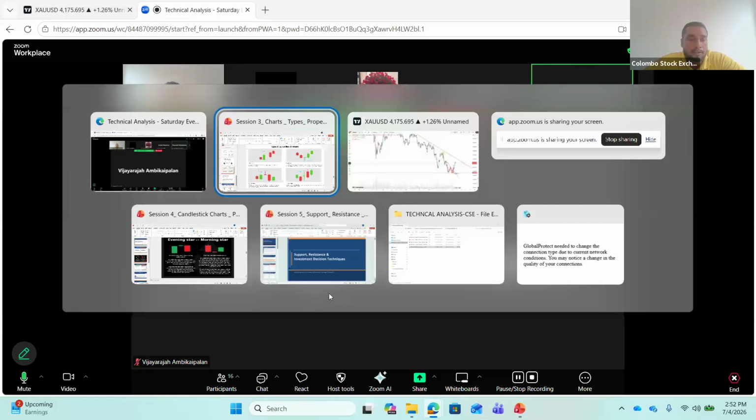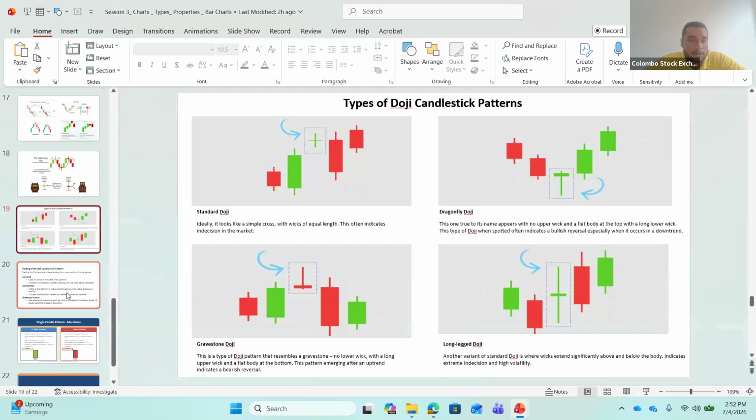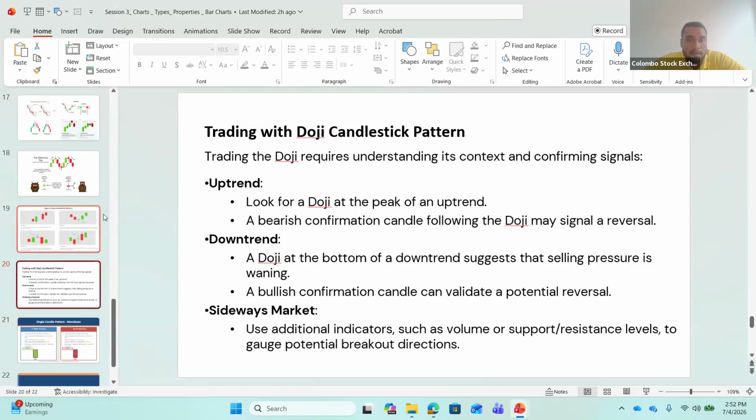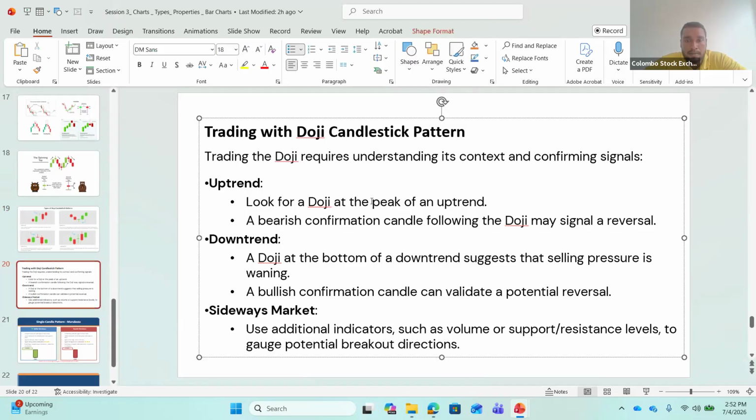Okay. So if there are no questions, we'll proceed. So here is also a guideline for how you can trade with dojis. Here it also says doji at the peak of an uptrend. It can also happen at the bottom of a downtrend, right? Basically, it means a potential reversal.